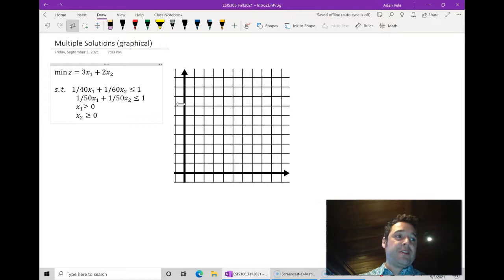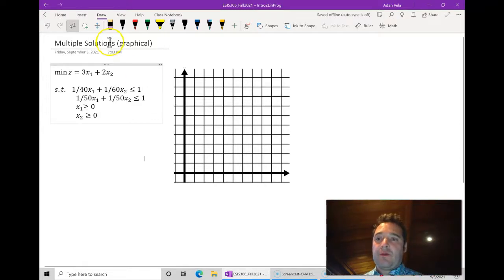Okay, so we know how to solve minimization problems. Another common formulation that you might run into is one that results in multiple solutions. So let's look at what this shapes up to be.